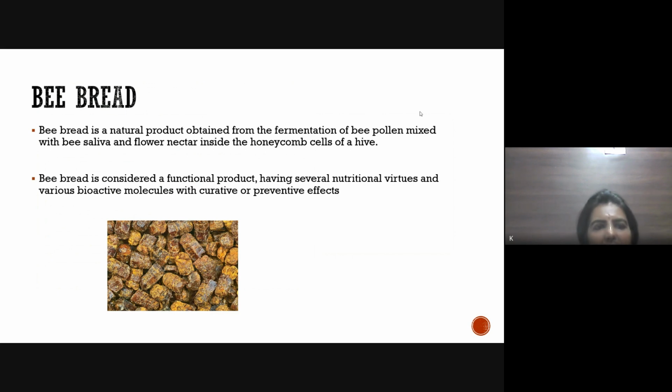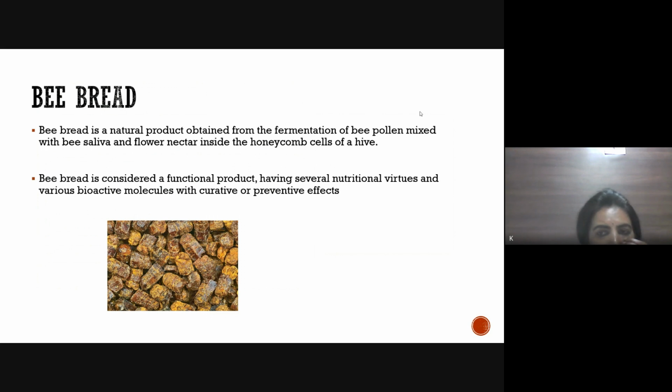And then bee bread is good. It's considered a functional food having several nutritive virtues and various biochemical molecules with curative and preventive effects. All the products of bees are considered excellent for human health. Pollen is also an excellent source of minerals, nutrients, and protein. So it is readily available in the market, so also is the honey and different types of honey.